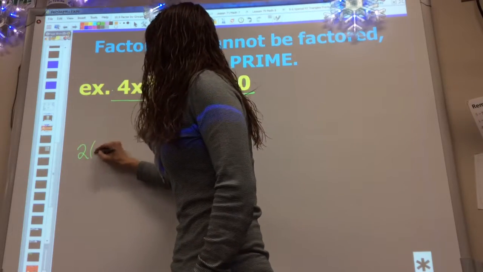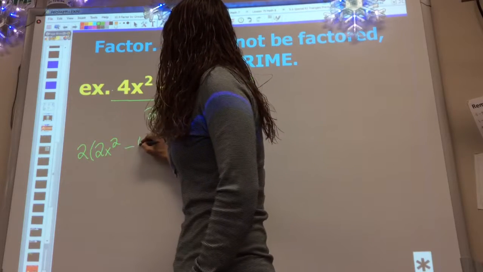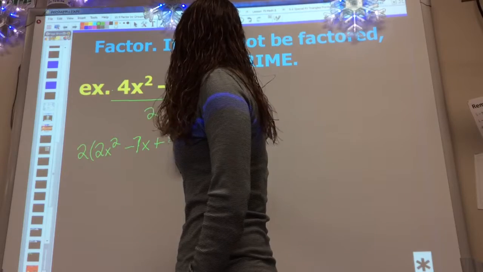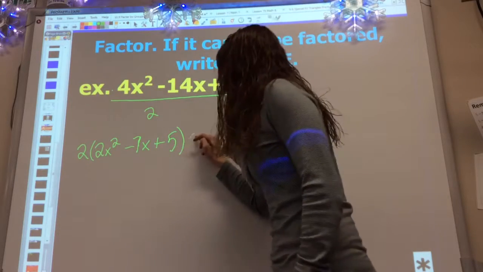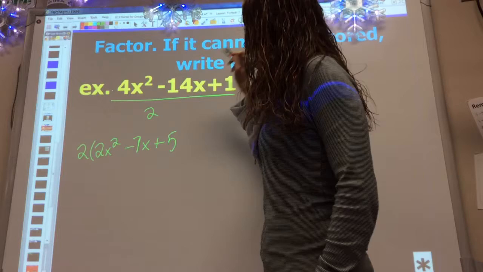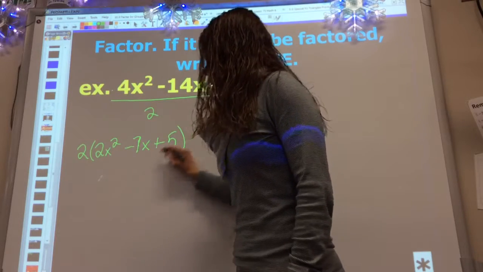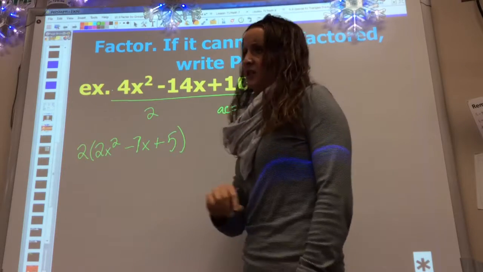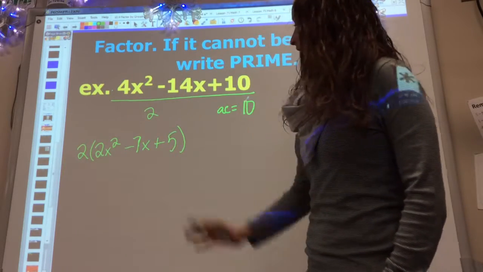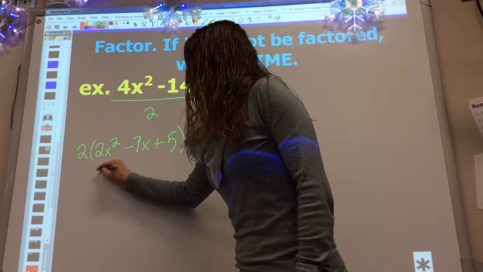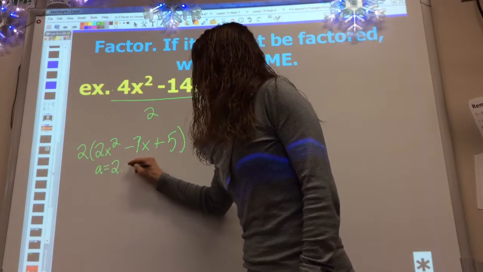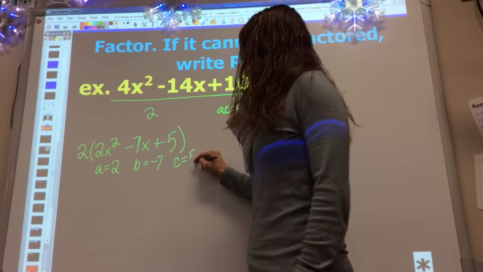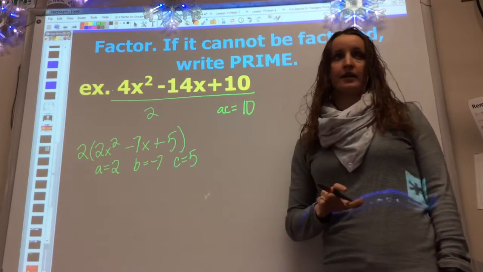We put that 2 in front, and we're left with 2x squared minus 7x plus what? 5. Thank you. Then our next step is to do a times what? c. I always like doing it on the side. What is a times c in this case? 10. Before we start, what's our a value? 2. Our b value is negative 7, and our c value is 5. Very good. Do we have any questions up to this point?